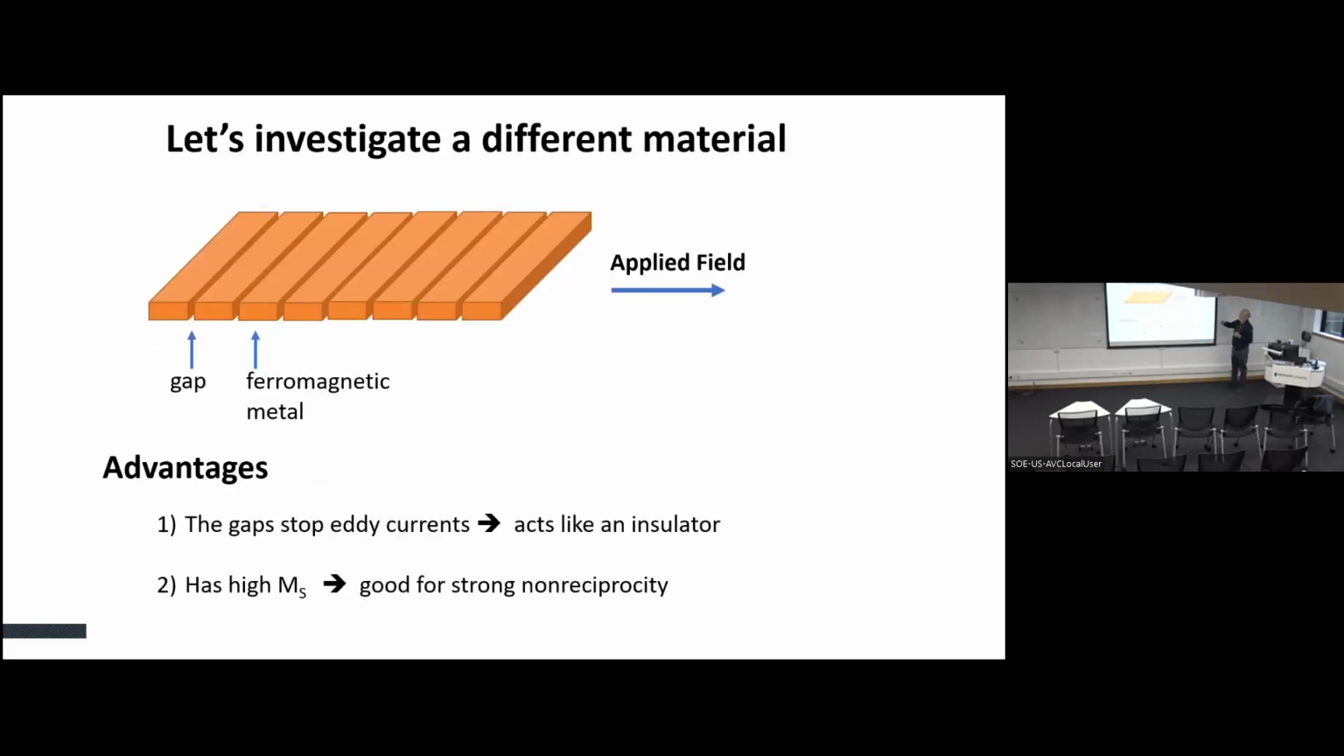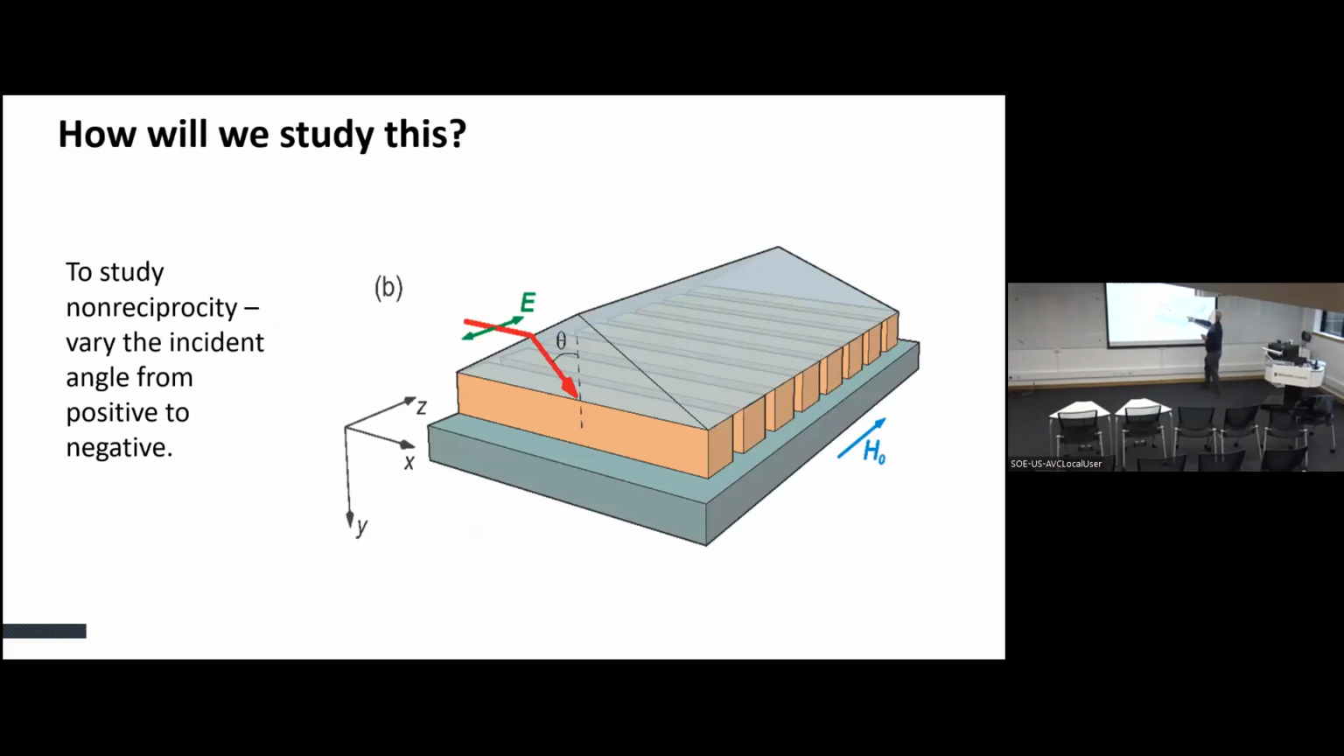So this is our picture. Again, we're going to get rid of the eddy currents and we're going to use a metal because it has a large saturation magnetization, which gives us big off-diagonal components. Okay, we're going to do this attenuated total reflection scheme. Again, that turns out to couple really well to surface waves, and that helps us out.